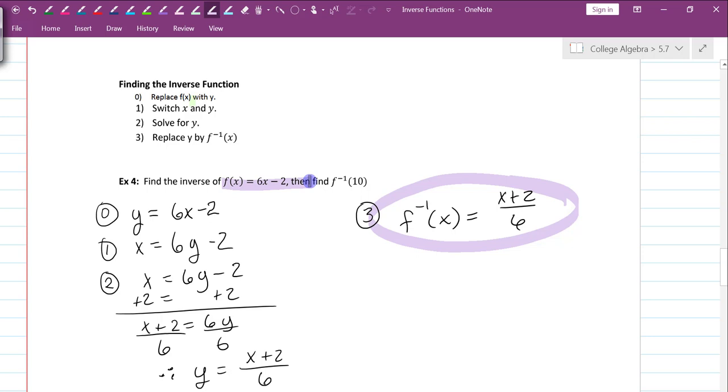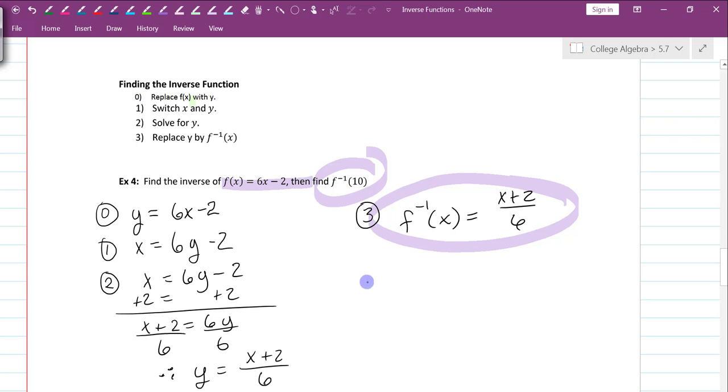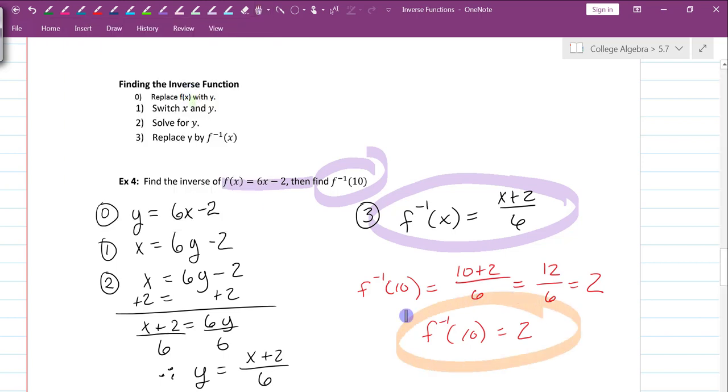The next thing we want to do is find the inverse, evaluate it for the number 10. So here we go. So part B is finding this. So literally we're just going to plug in 10 right up in here. So this is going to be 10 plus 2 divided by 6, 12 divided by 6, which equals 2. So the inverse of the function evaluated at 10 is equal to 2. And there's the answer. Okay, here we go. Next one.